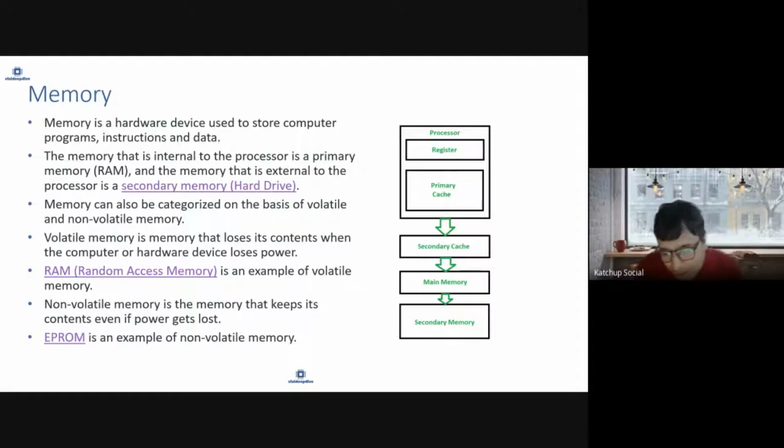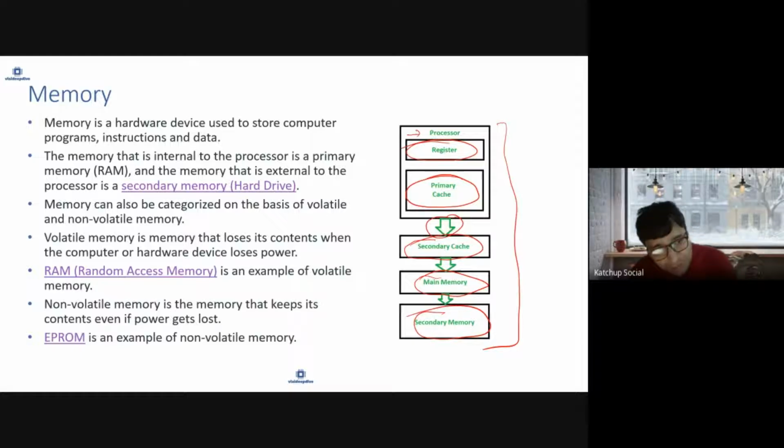Typically, memory has a multi-layered architecture. There'll be a processor, and as we saw, there'll be registers closest to the processor. Then you'll have a primary memory, also known as primary cache. Then you have secondary memory, known as secondary cache. Then you'll have main memory, and you can have additional secondary memory as well. So memory is a layered architecture.